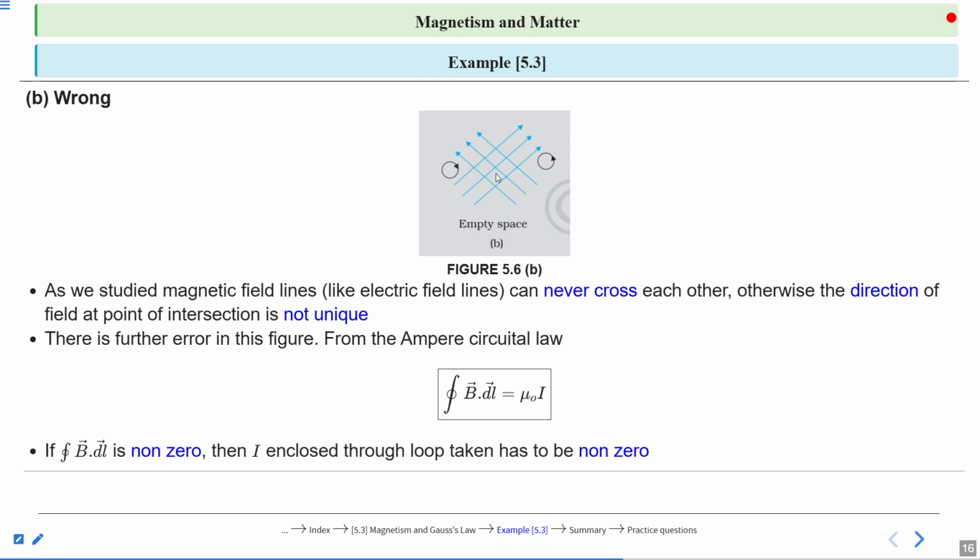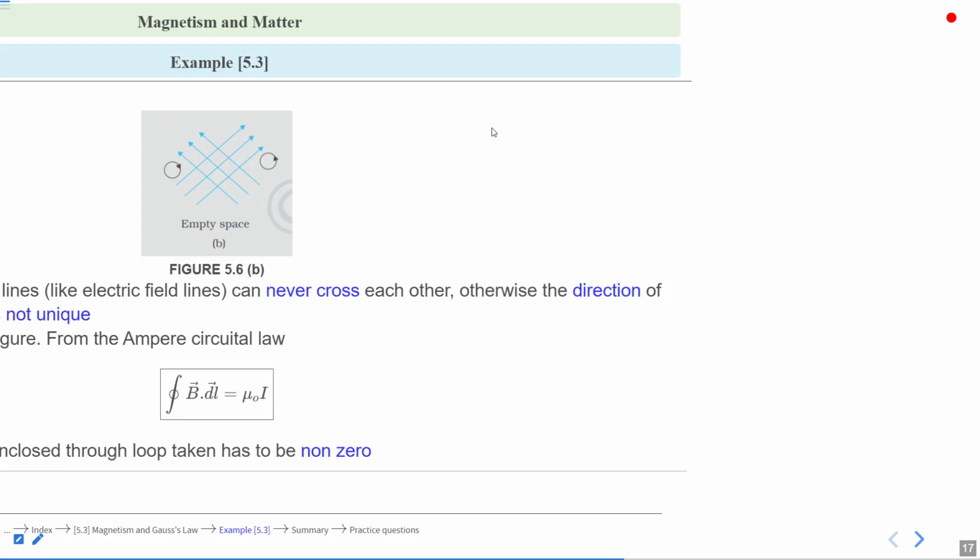Okay, if B dot dl is non-zero, this is non-zero because it is being shown magnetic field lines in closed loops existing in the region. So it is non-zero. Then I enclosed through the loop taken has to be non-zero. So I enclosed should be there, but there is no I enclosed shown in the figure. So there is an error in the figure also.